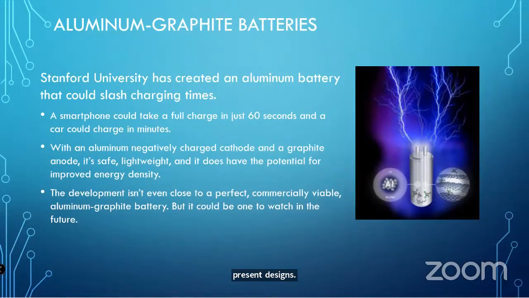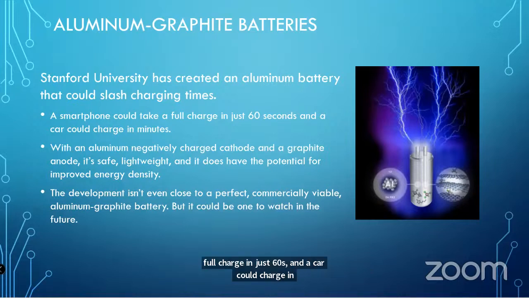Aluminum graphite batteries. So here we're using aluminum in a slightly different form. Stanford University has created an aluminum battery that could slash charging times. For example, a smartphone could take a full charge in just 60 seconds, and a car could charge in minutes.